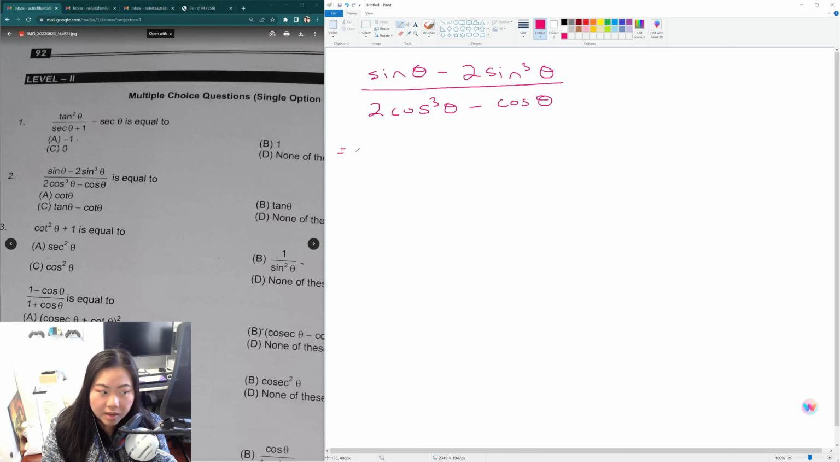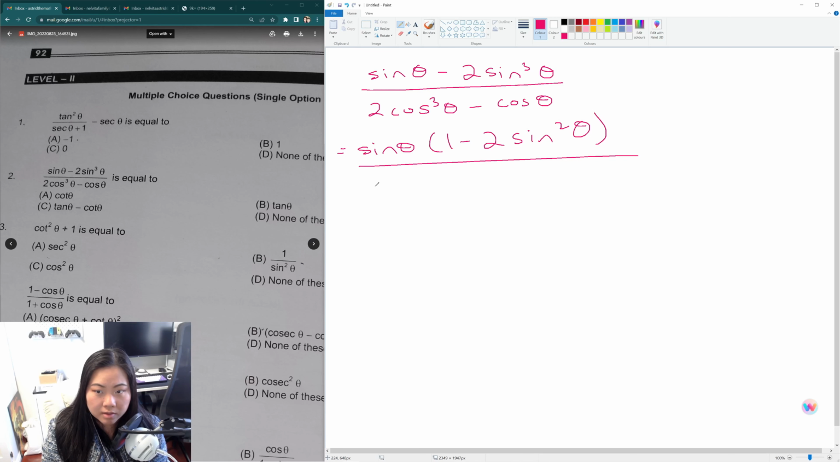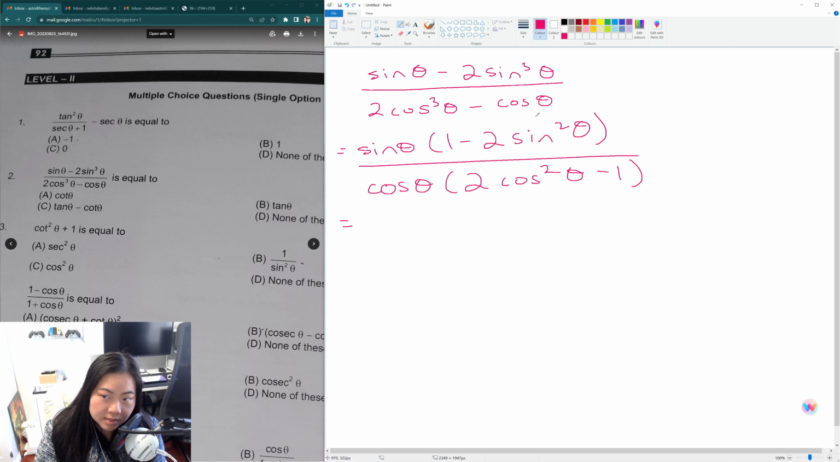Alright, first thing that I notice is common factors. The numerator has a common sine theta as a factor, so I'm just going to take that out, and the denominator has a cos theta as a common factor. Okay. Now, next thing I notice is that there's squared, yet again.